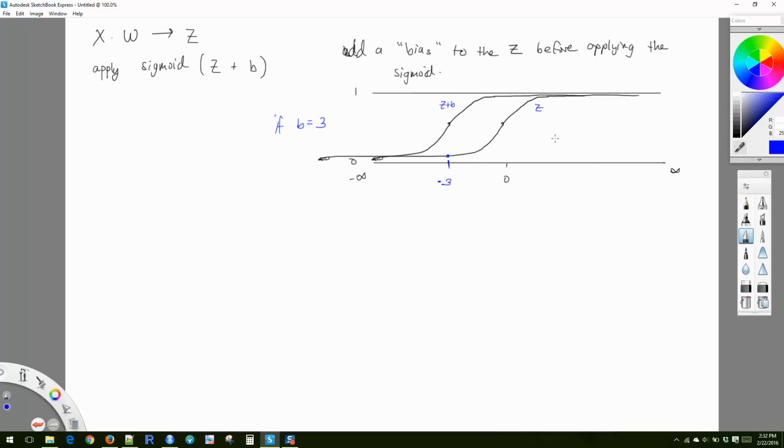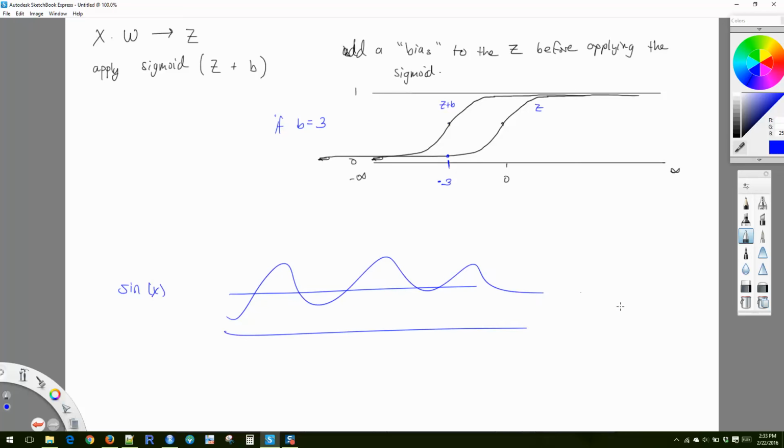An aside here. Let's say you have a sine of x. It goes like this. If I graph sine of x plus 3, what happens to the graph? Do I shift it to the right or to the left? I shift it to the left 3, right? That's all we're doing.